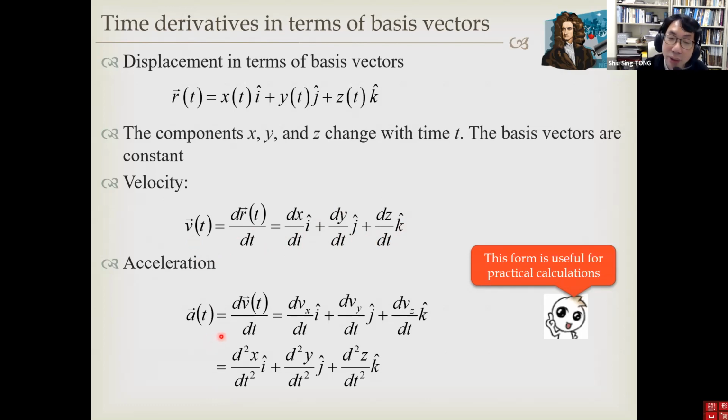And if you want to find the acceleration, you differentiate the velocity again. If the velocity is expressed as vx, vy, and vz, you can express vx as dx/dt, vy as dy/dt, and vz as dz/dt. And that gives you the acceleration in terms of x, y, z. The x component of the acceleration is the second derivative of x, the y component is the second derivative of y, and the z component is the second derivative of z. So that is very easy, surprisingly.